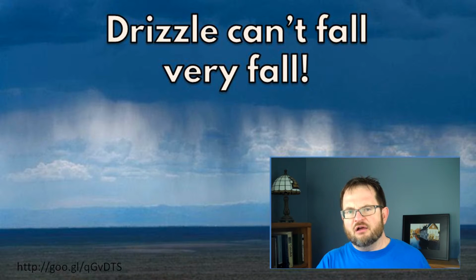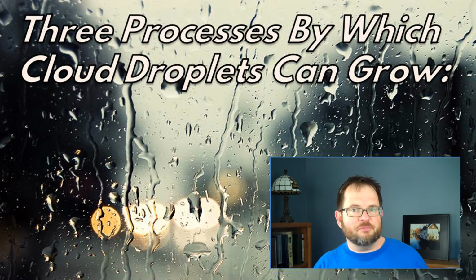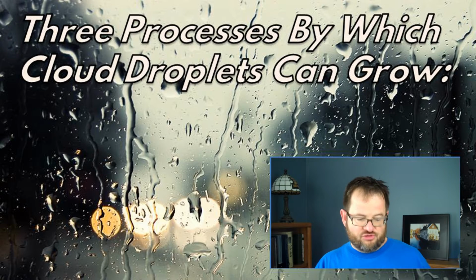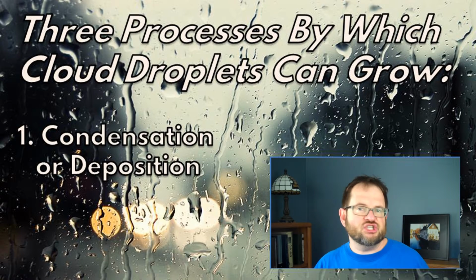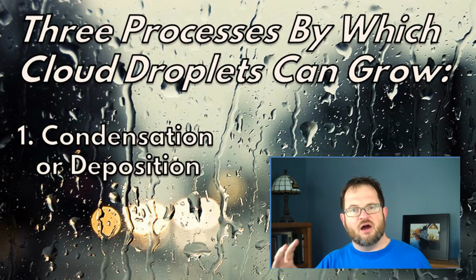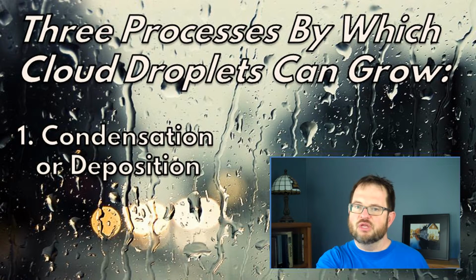Now, in the process of learning about how the cloud droplets grew, you learned about three main processes by which cloud droplets grow. The first one was the kind of obvious one, condensation and deposition. This is the process by which water vapor in the cloud condenses into liquid water droplets.